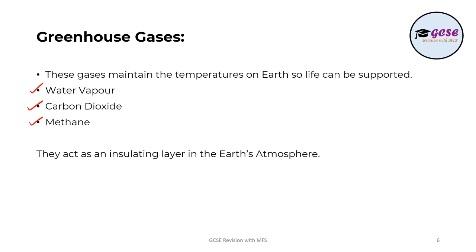The overall aim of the greenhouse gases is that they act as an insulating layer in the Earth's atmosphere. So they prevent heat being lost by the Earth. In other words, they keep the Earth warm. They prevent heat loss, or outgoing heat.